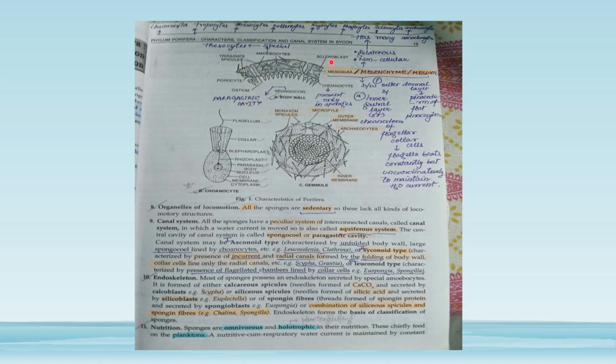Okay, and now this is a scleroblast. What are scleroblasts? I've told earlier. You can comment what scleroblasts are. Now this is mesoglea, also called mesenchyme or mesophyll. This is situated between the dermal layer, the pinacoderm of flat pinacocytes.